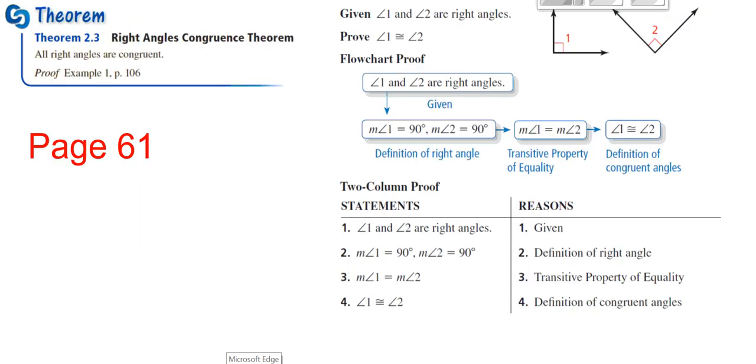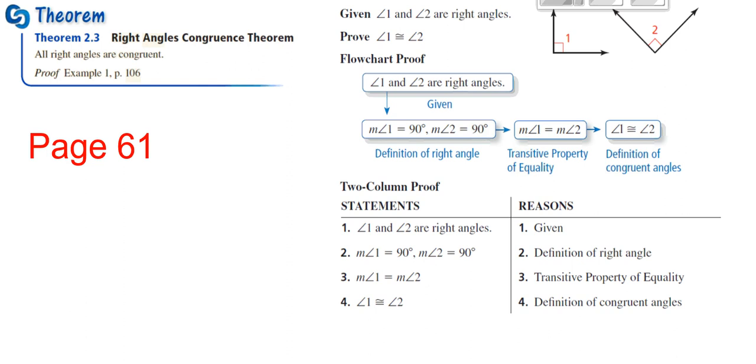Some theorems that we're going to go over today. One is our right angle congruence theorem. It just states that all right angles are congruent. I went ahead and posted this proof here. You can see it on page 61.